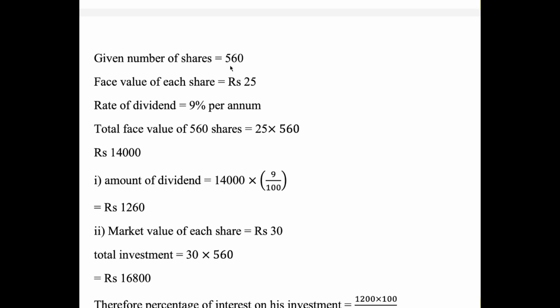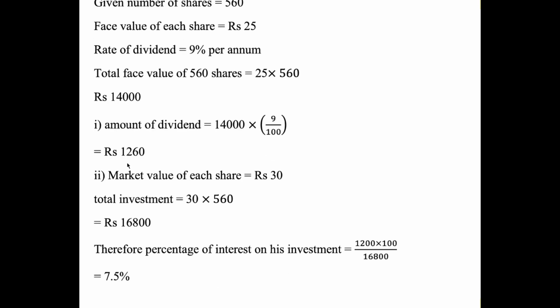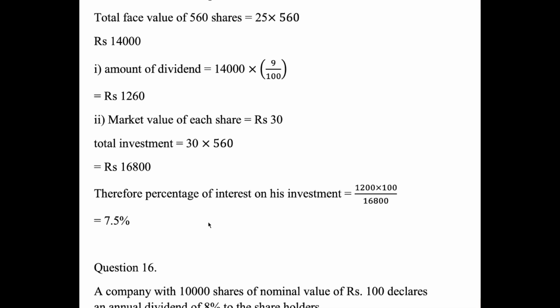The given number of shares 560, face value of each share 25, rate of dividend 9% per annum. Total face value of 560 shares, that is 25 into 560, comes to 14,000 rupees. Amount of dividend, that is 14,000 into 9%, comes to rupees 1,260. Market value of each share rupees 30. So total investment 30 into 560 comes to 16,800.